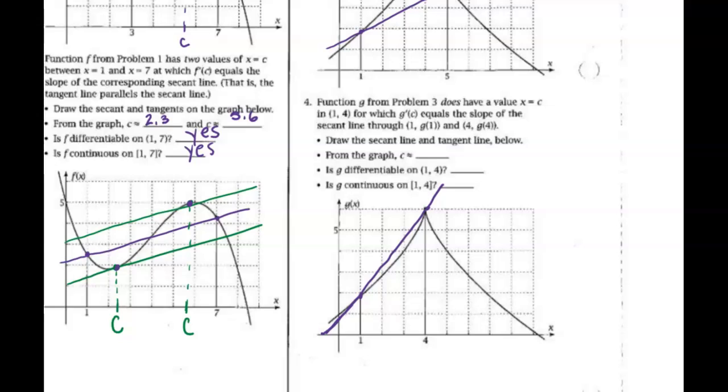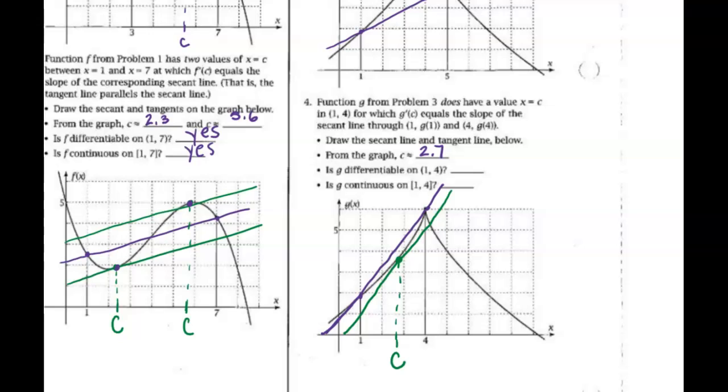So now we'll look at where the tangent line is parallel to the secant line. So if we just draw a parallel line, maybe like that, so maybe C is about there. Okay, so there's our C. So from the graph, C is about 2.7 maybe? And again, I'm kind of just guessing. I know it's between 2 and 3 for sure.